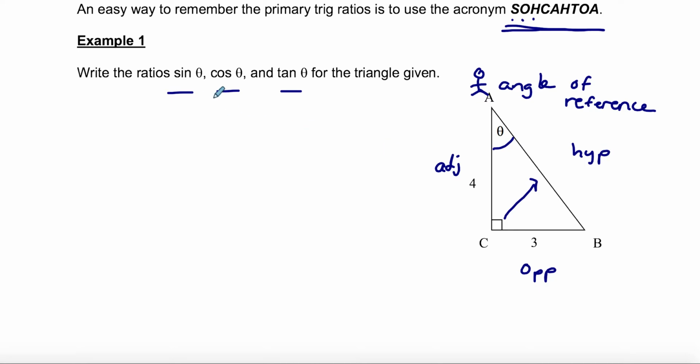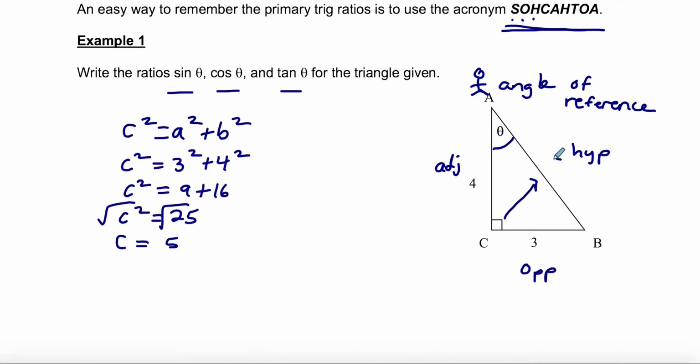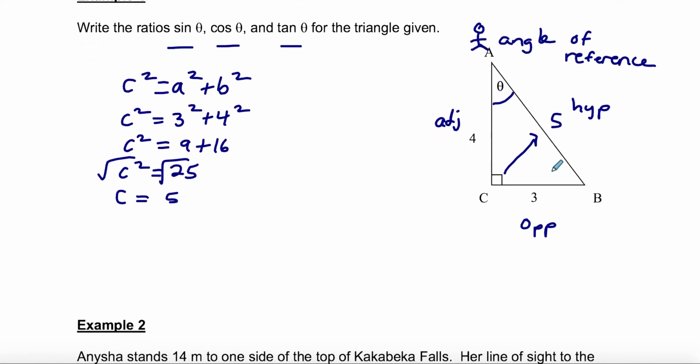So if we need to write out sine, cos, and tan for this triangle, if I'm standing up here, I do need to know what the hypotenuse is. One way to do that is to use the Pythagorean theorem. So we're able to find that the hypotenuse has a length of 5 units. This doesn't have centimeters or anything on it, so just 5 units.